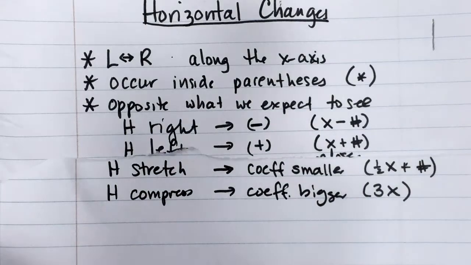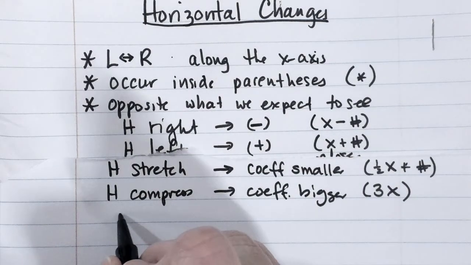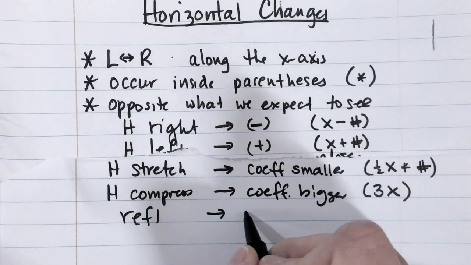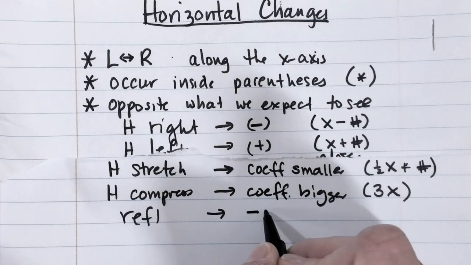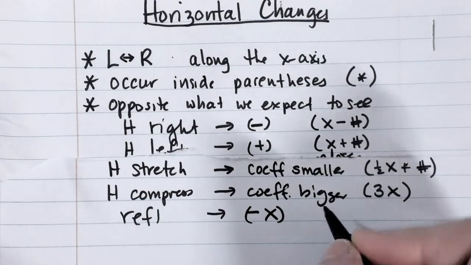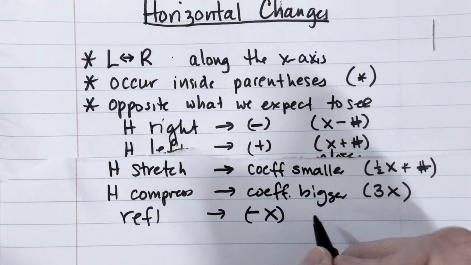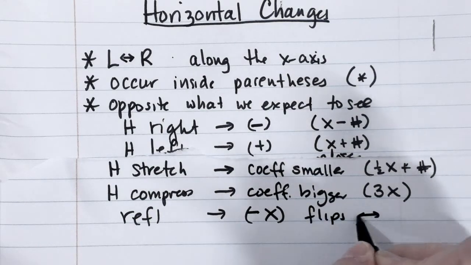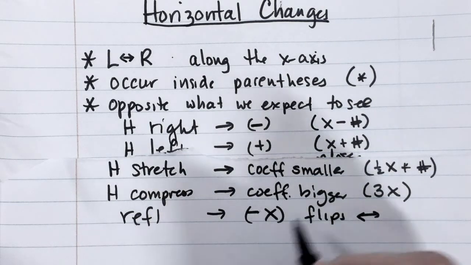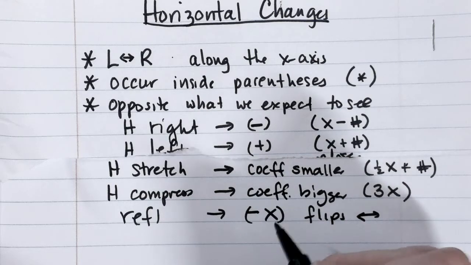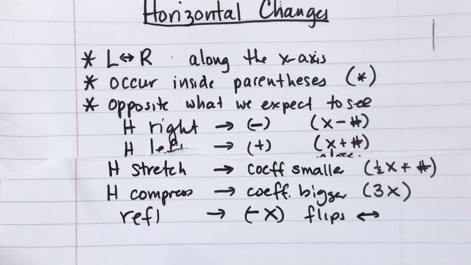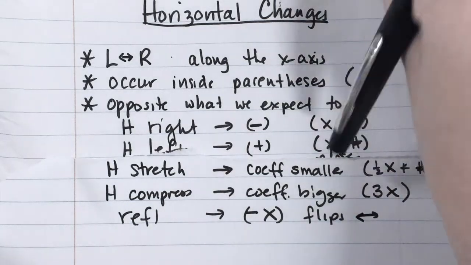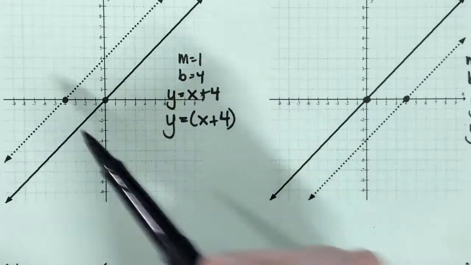Okay. And then a reflection. Still, my coefficient is negative inside the parentheses, but instead of flipping up and down, it flips side to side. Okay, and we don't really see this very much, and we really don't see a lot of stretching, compress, and reflection. They really have you focused on other stuff, but we have to talk about it anyway.